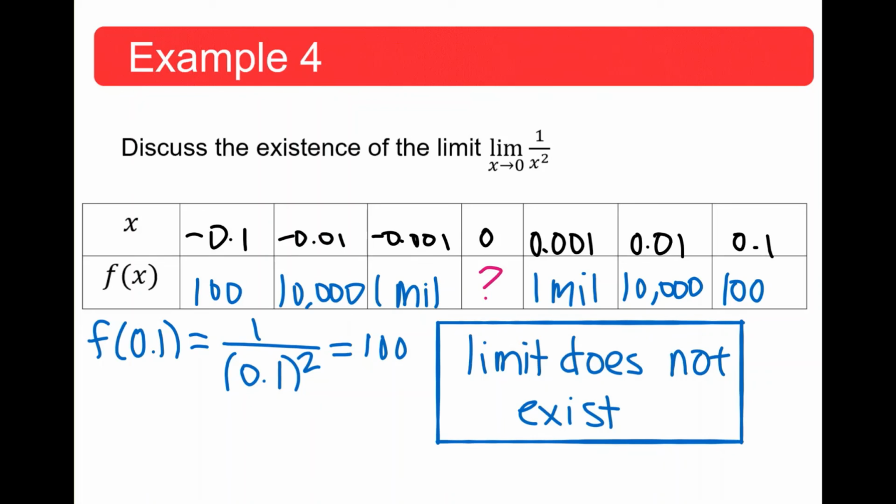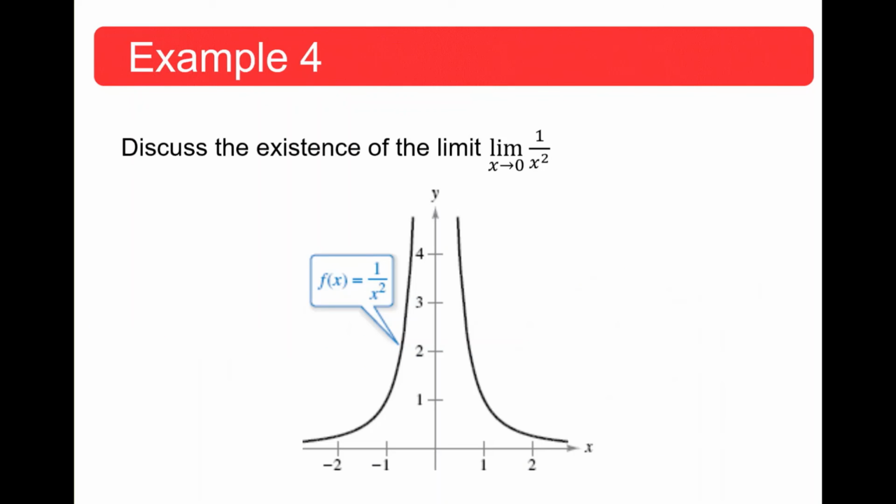Now let's compute the limit using the graph of the function. Here is the graph of the function. So we want to find the limit as x approaches 0, so that means we're going to look where x is 0. Now let's look at the behavior of the function approaching 0 from the left.